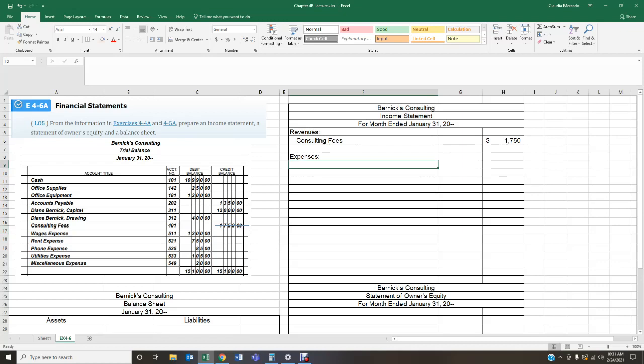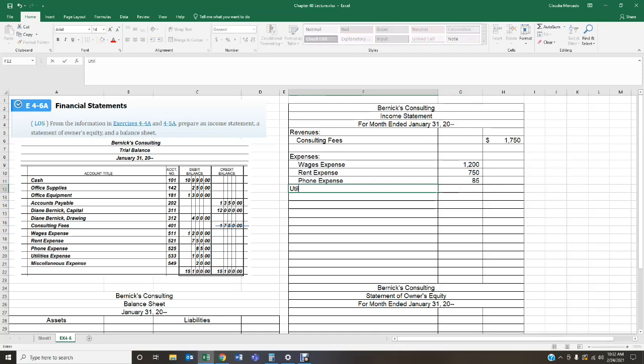So all I'm going to do is transfer those expense accounts, which are labeled expense, over to my income statement. I'm going to have wages expense of $1,200. I've got rent expense of $750. I've got phone expense of $85.